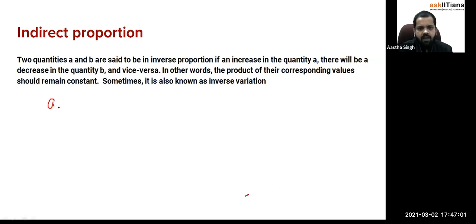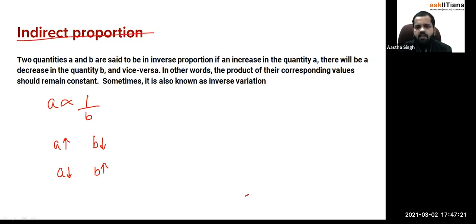Two quantities A and B vary as its reciprocal. If A increases, then what? Then B will decrease. And if A decreases, then what? Then B will increase. This is how indirect proportion works.